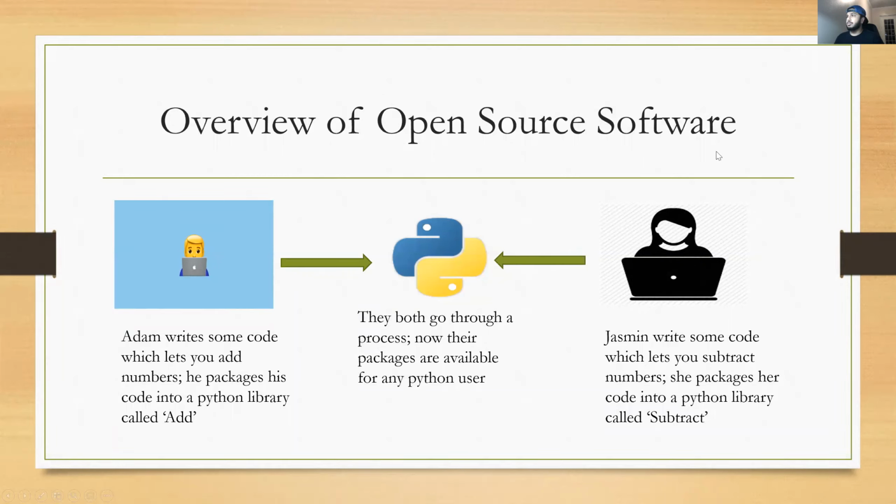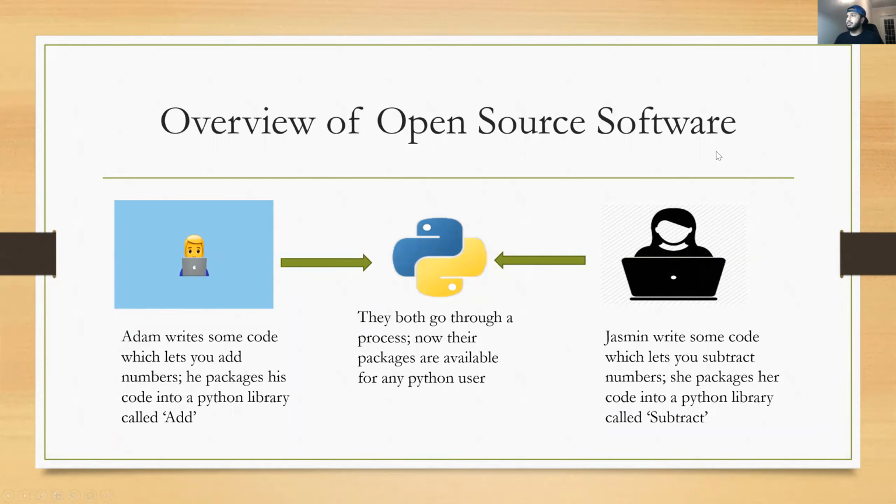Let's say you have two people, Adam and Jasmine. Adam writes some code to add numbers. He packages this code into a Python library called add. At the same time, Jasmine writes some code to subtract numbers, and she packages this up into a Python library and calls it subtract. They both go through a process, and now those packages, add and subtract, are available in Python for a Python user to install and use.